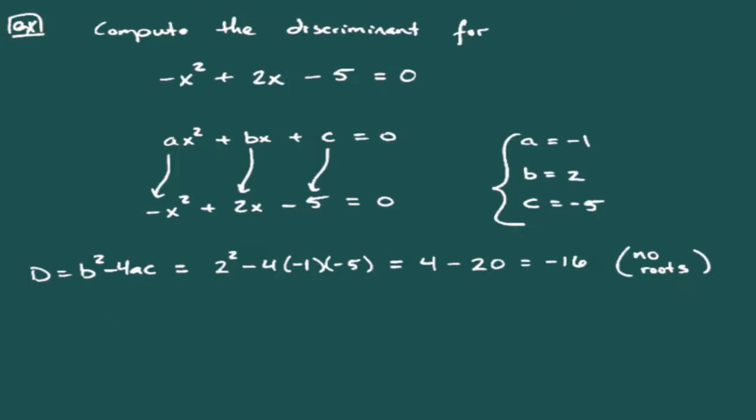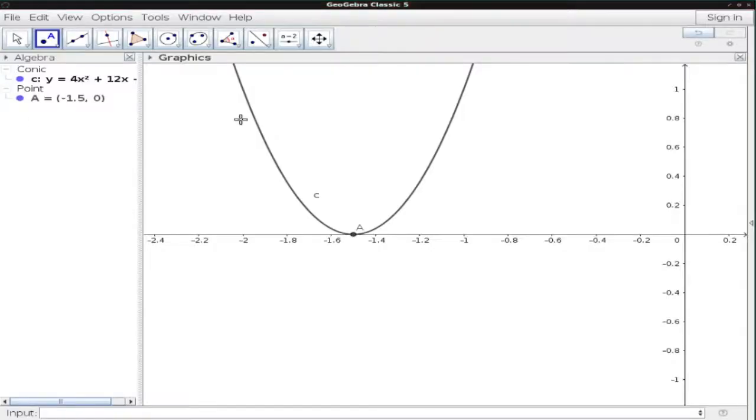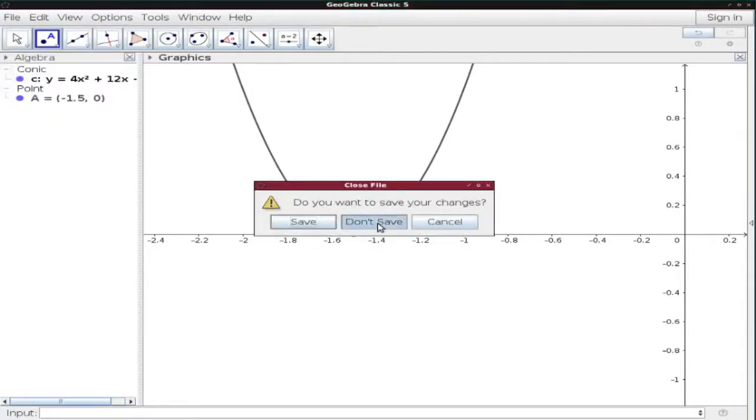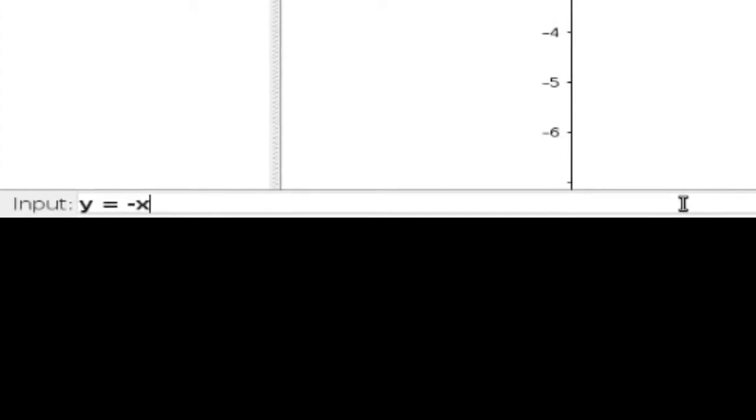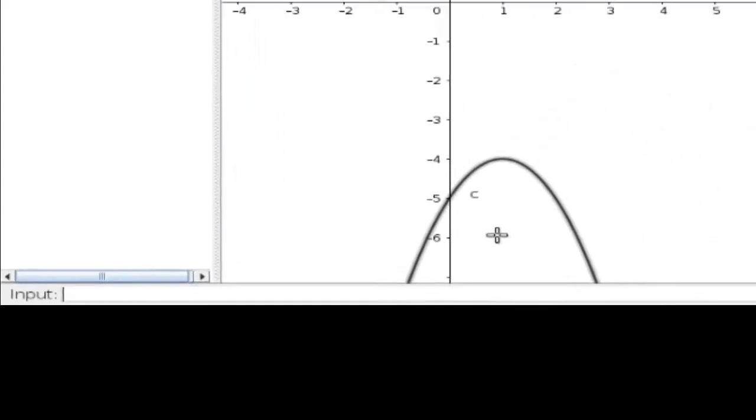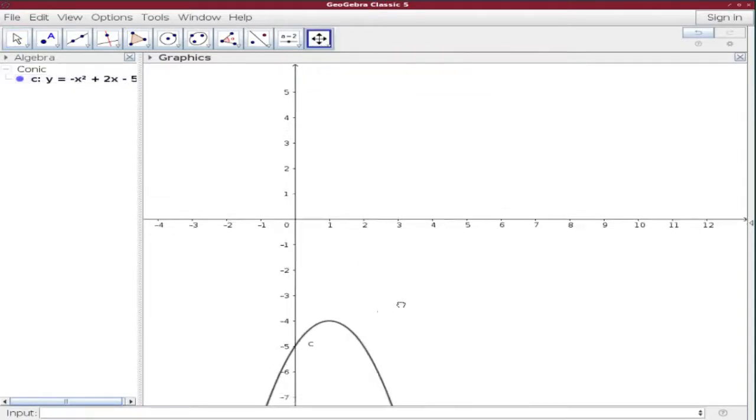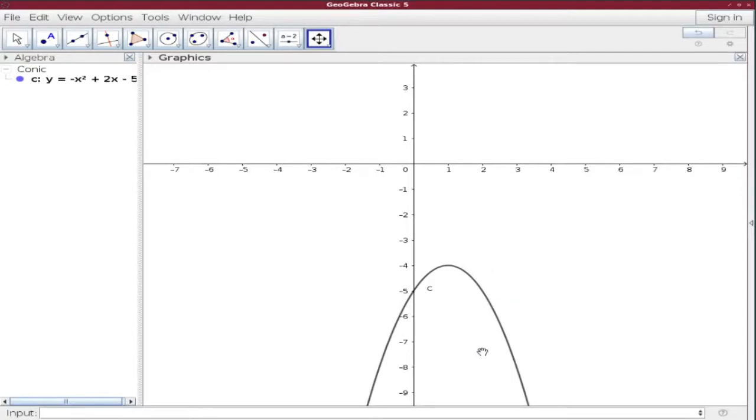And so just like the two previous cases, we can check this by graphing y as equal to negative x squared plus 2x minus 5 in GeoGebra. So if we come over to GeoGebra one more time, then we can get a new graph. And so we want to put in our equation y is equal to negative x squared plus 2x minus 5, and hit enter. And sure enough, now we see that we've got a parabola that's opening down. It's all below the x-axis, and so we have no real solutions. We never cross the x-axis anywhere in the xy plane that we're able to see.